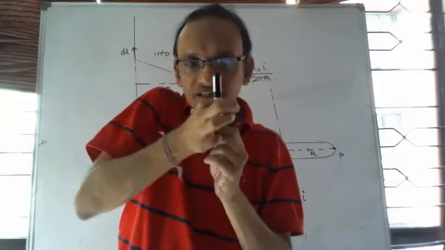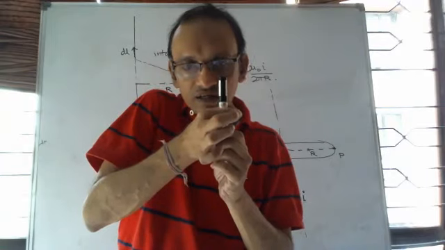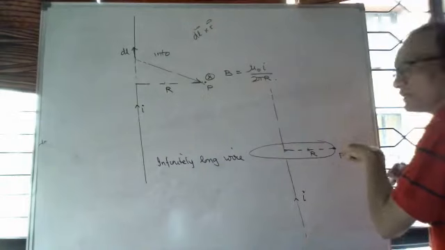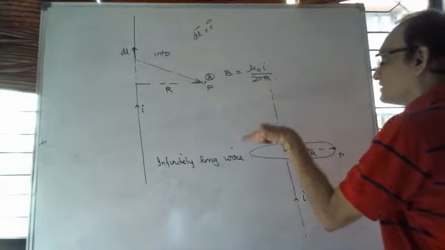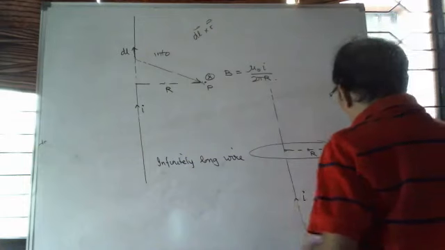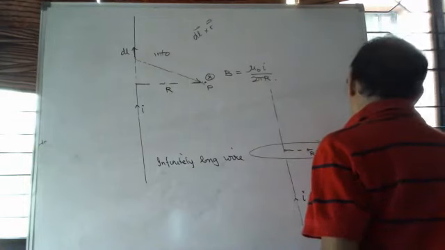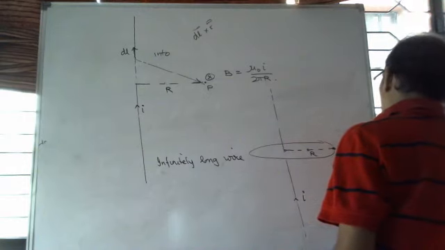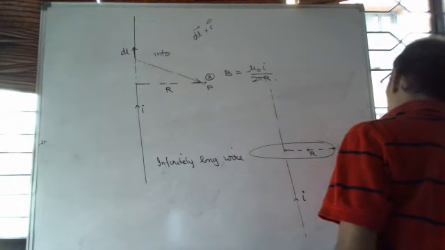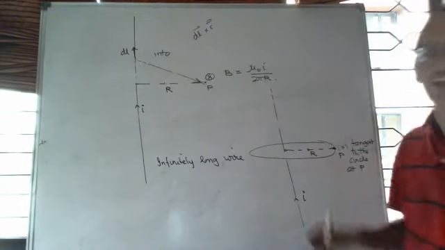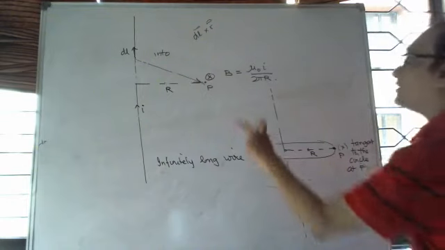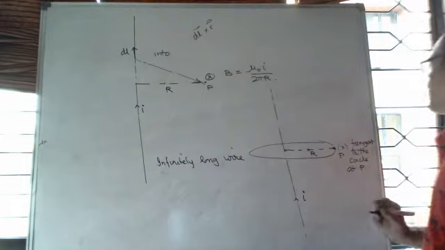It is an infinitely long wire, and there is a circle of radius r surrounding this. So at this point P, the field will go into the plane and will be tangential to the circle. It will go into and tangent to the circle at P, and will be of magnitude mu naught I by 2 pi r.